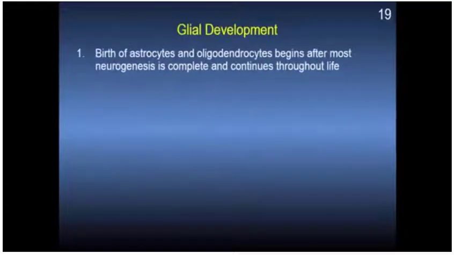All right, moving into glial development. This is where you have the astrocytes and the oligodendrocytes develop and are created.